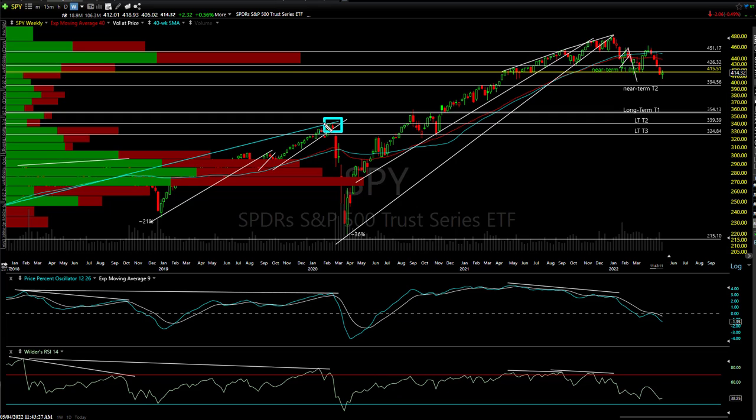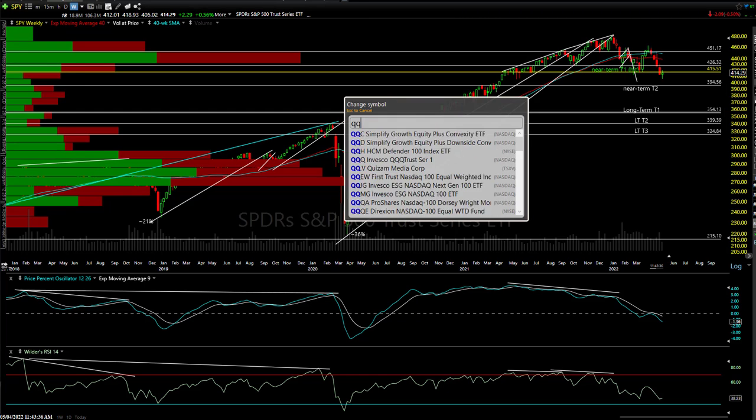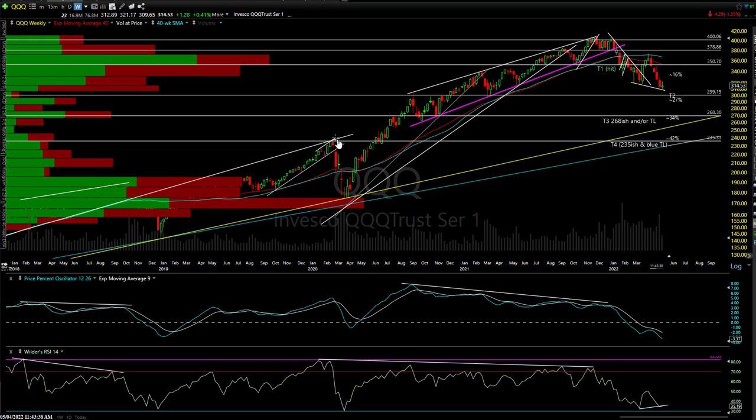I think we're going to move down and test what I call the pre-COVID lows, where the market peaked back in February of 2020 before the big drop. So that's it on SPY. There it is on QQQ. There's the pre-COVID lows, and that's exactly where my fourth and final target is on that one.